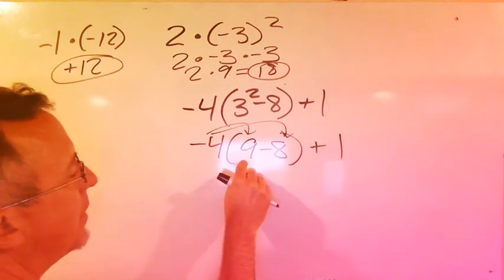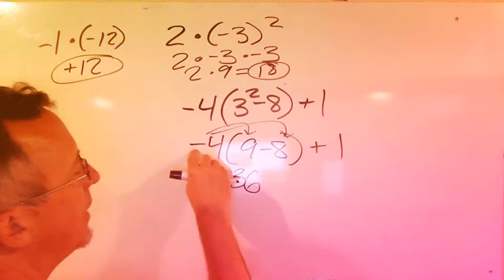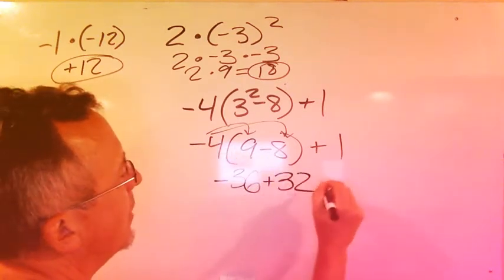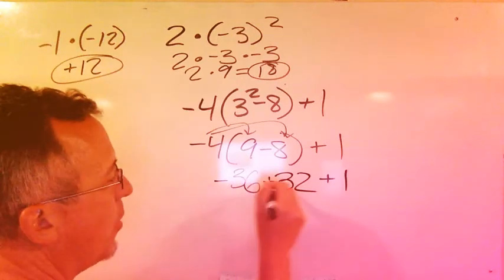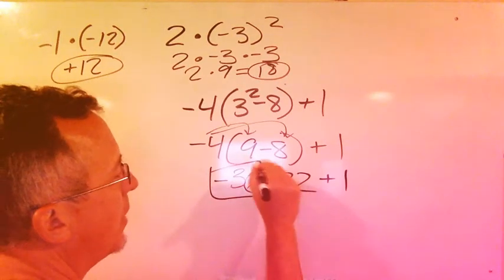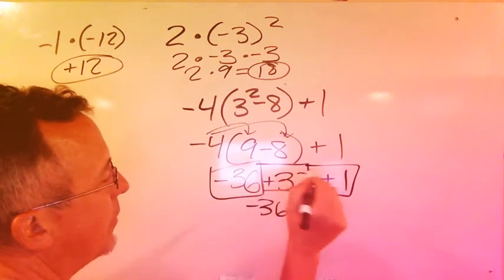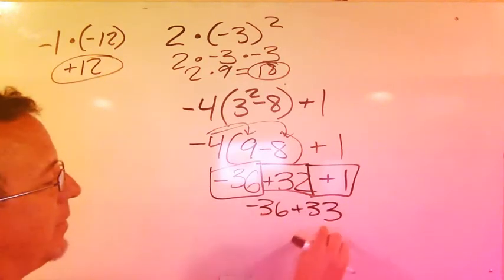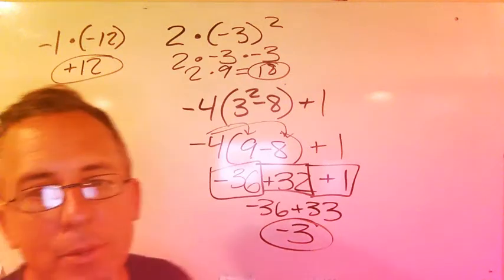Negative times positive 9 is negative. 4 times 9 is 36. Negative times negative is positive. 4 times 8 is 32. Bring down the positive 1. Combine like terms. There are no other negatives. Again, box and square, box and square. We have a negative 36, positive 32, positive 1 is positive 33. Combining these two, we end up with a negative 3. Answer is negative 3 for that one.